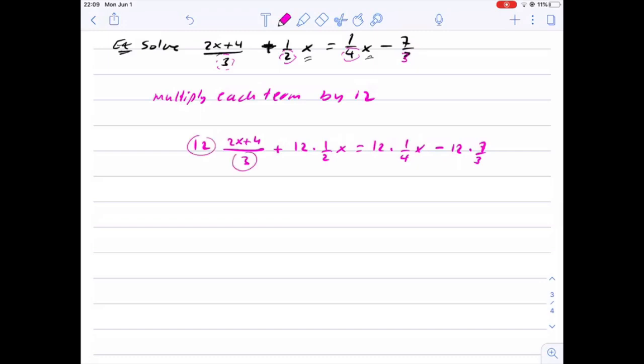Now we can simplify. 12 over 3 is 4 times 2x plus 4, plus 6x, equals 12 over 4 is 3x, minus 12 over 3 is 4 times 7 is 12. Sorry, 28.